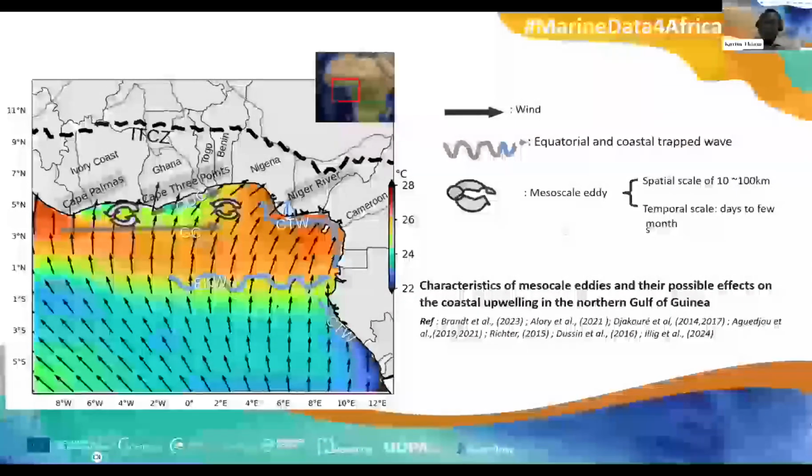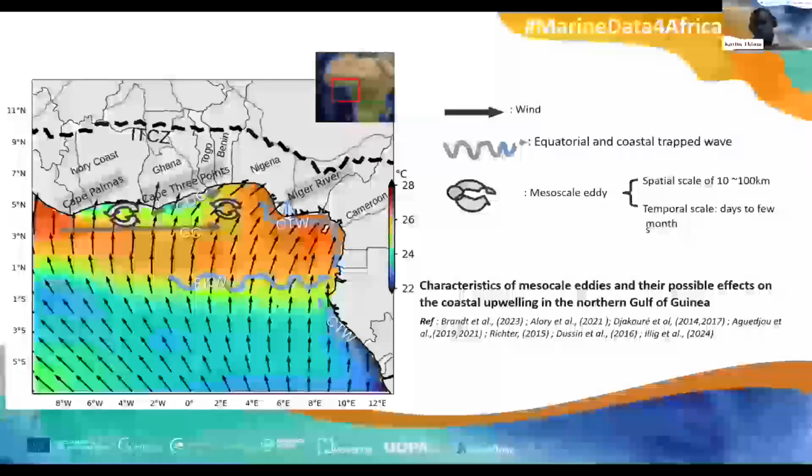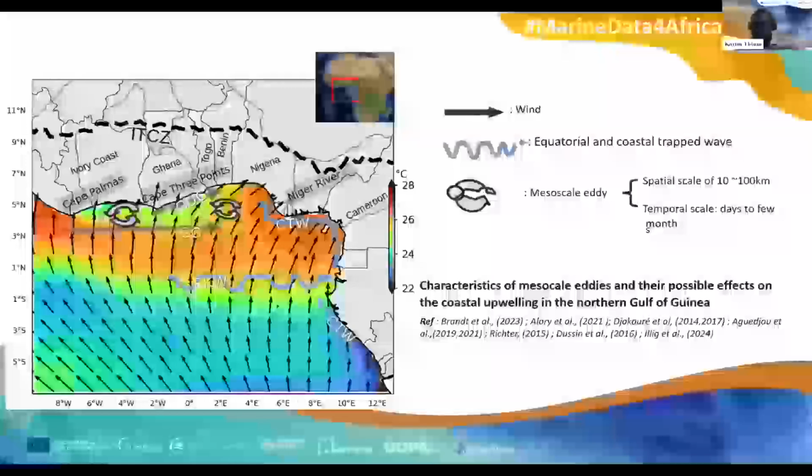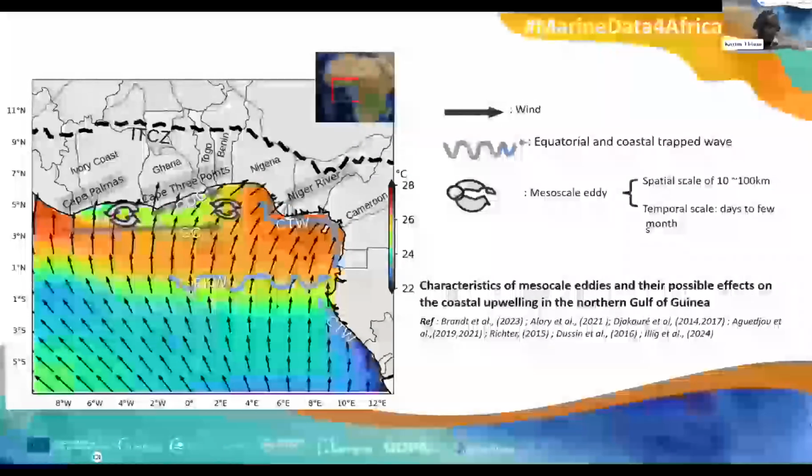So eddies are quasi-circular structures that have the ability to trap water masses and travel a long distance away from their source. They have a spatial scale ranging from 10 to 100 kilometers and a temporal scale from days to a few months. So here, my purpose is to characterize the mesoscale eddies and try to find out how they can interact with the northern Gulf of Guinea upwelling system that you can see here.